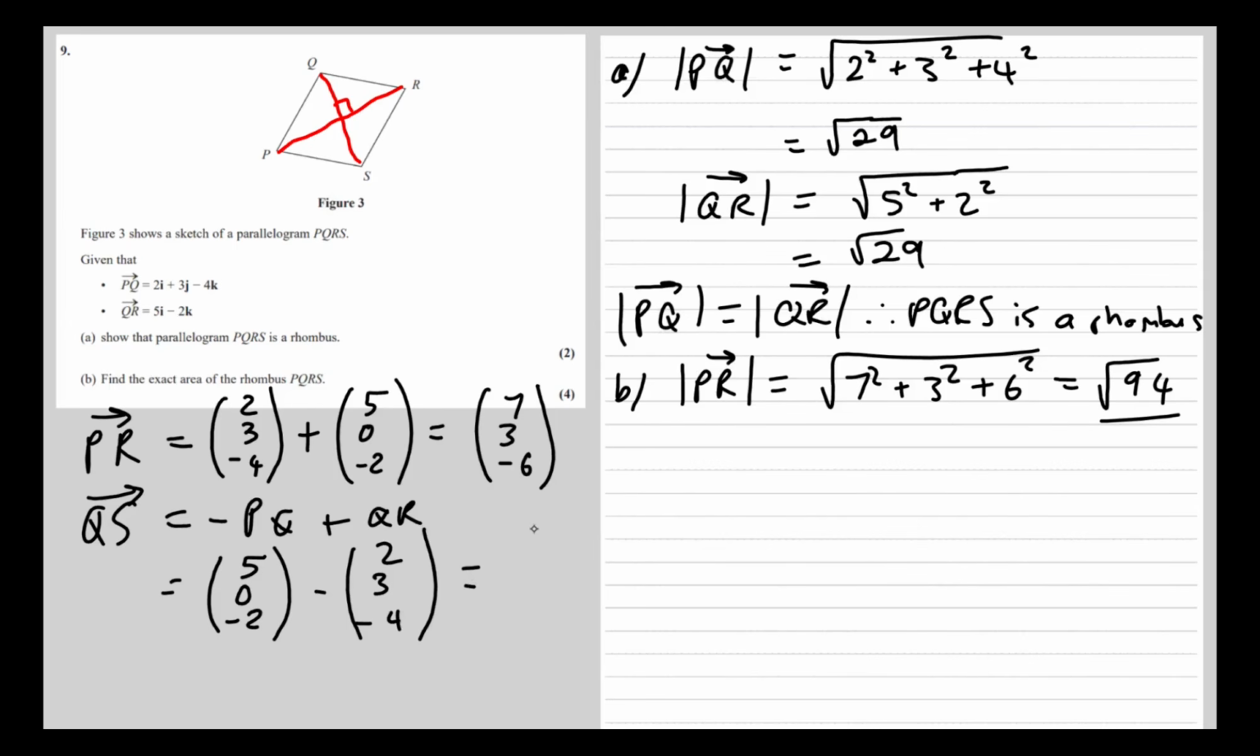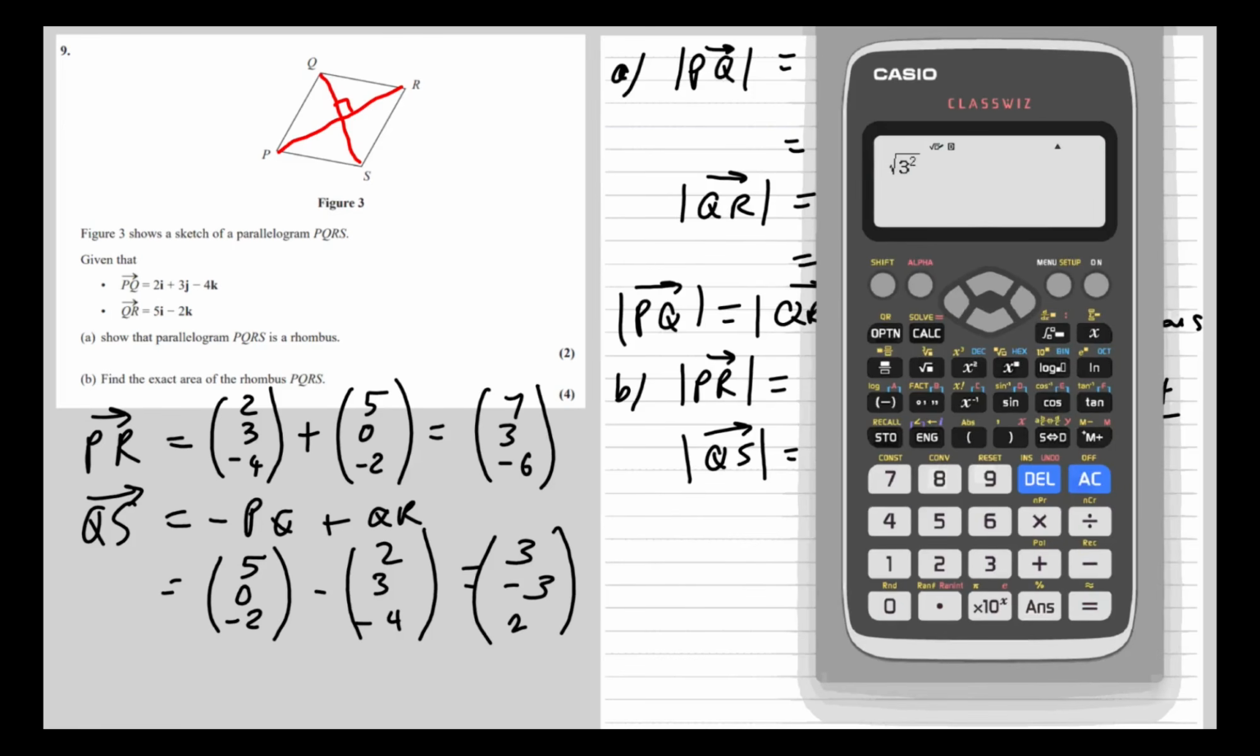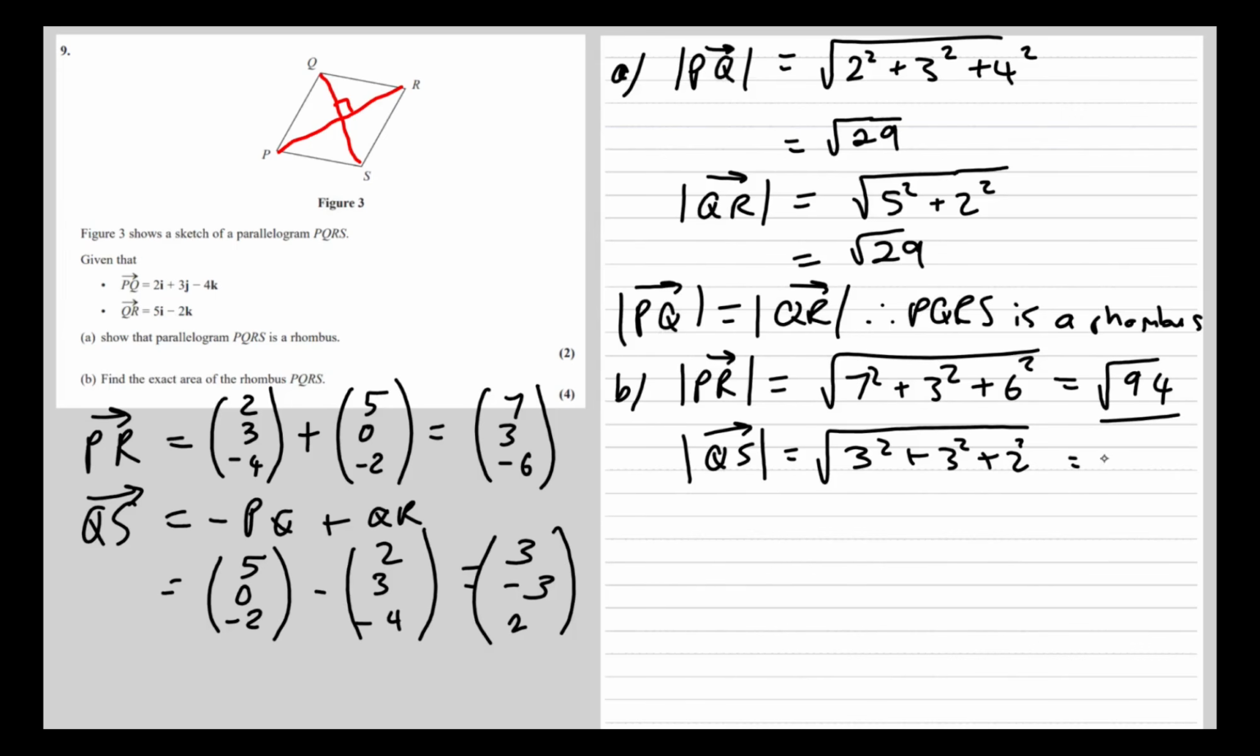So 5 take away 2 is 3. 0 take away 3 is negative 3. And negative 2 take away the negative 4, negative 2 plus 4, is 2. So the length of QS is the square root of 3 squared plus 3 squared plus 2 squared, which is square root 22.